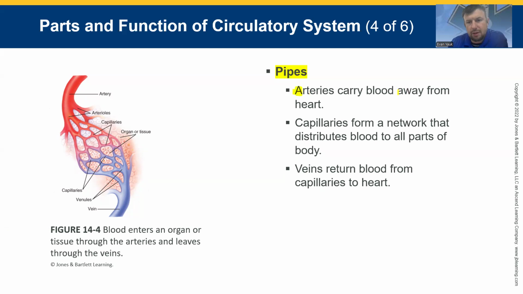Artery starts with an A, away starts with an A. Arteries go away from the heart. Veins come back. Capillaries form a network that distributes blood to all parts of the body. Veins return blood from the capillaries to the heart. Just remember that. A for artery is away from the heart. Veins return blood to the heart.